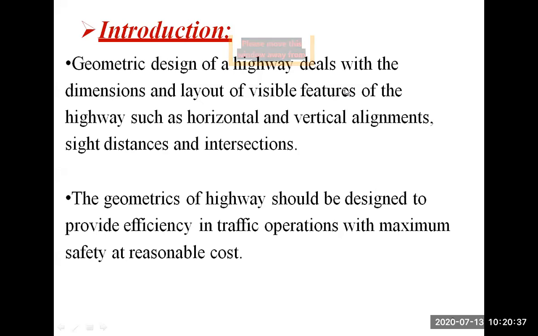Okay. So for the merging and diverging purpose, as well as for changing the alignment, we have the provision of intersections. See, all 4 parameters we are going to study in detail, but please remember what geometric design actually is. I hope it is clear to you what we are going to learn in this chapter. The geometric design of the highway deals with the dimensions and layout of visible features of the highways, such as horizontal alignments, vertical alignments, sight distances, and the intersections.